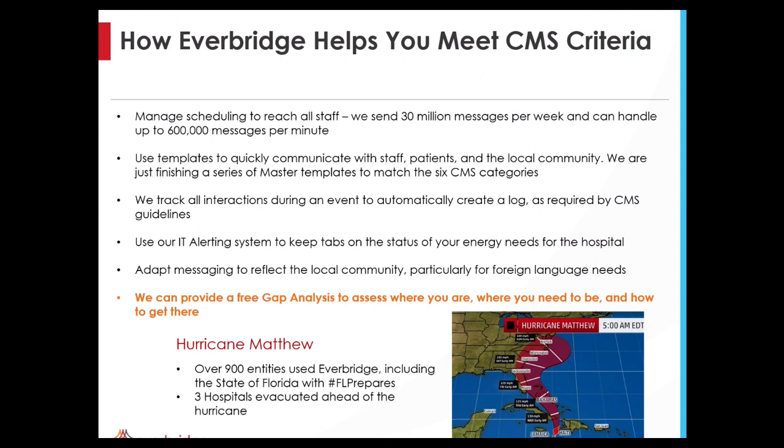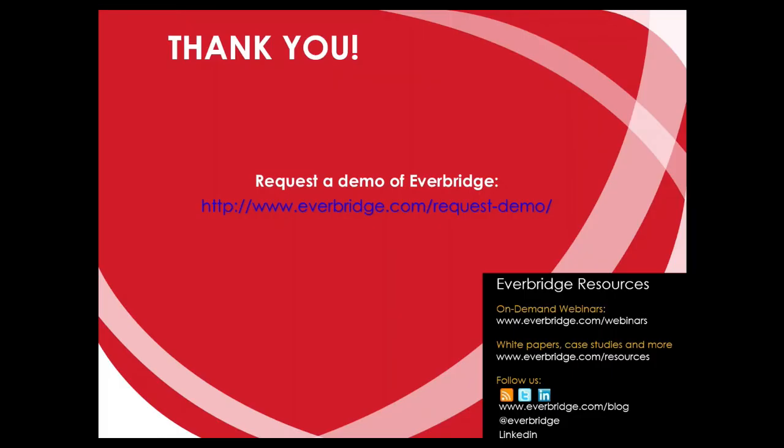IT systems in particular are called out in the CMS criteria, and we can incorporate our IT alerting solution. We can integrate with some of your systems so that you're able to monitor them, make sure they're online, and fix issues if they go offline. Another important piece of the CMS criteria is the ability to communicate with the surrounding community in whatever language is common in that community. With our templates and our translation software, we allow you the ability to do that. Really quick, we can run a gap analysis to see where you are, where you need to be, and how you can get there in terms of CMS. So we do welcome you to request that gap analysis. We'd be happy to sit down with you around that.